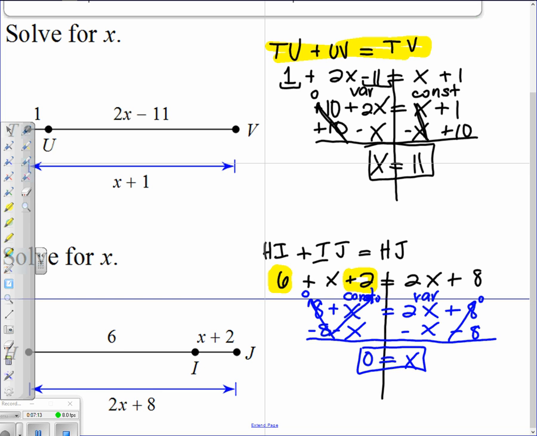Okay, so as you can see, the segment addition postulate is not that bad. The only new item is the first equation, the first line, and that is the segment addition postulate. Okay, try the homework now. Thank you.